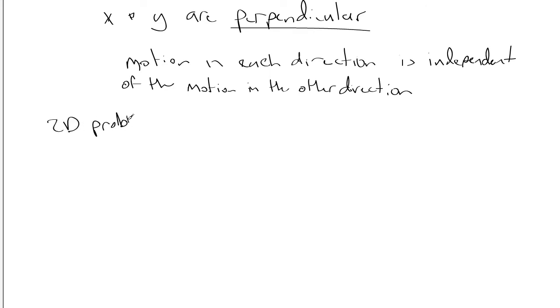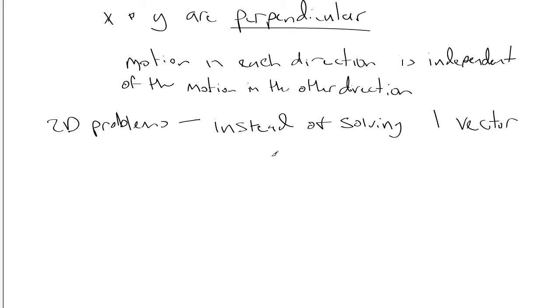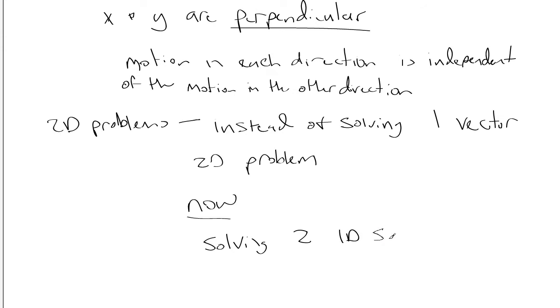2D problems exploit this idea. In order to solve 2D problems, we're going to make use of the fact that the two directions are independent of each other. So what we're really trying to do is, instead of solving a single 2D vector problem in one fell swoop, we're going to break that one problem into two 1D problems. And not only are they 1D problems, but they're two 1D scalar problems. So you're taking a single vector 2D problem and breaking it up into two 1D scalar problems.